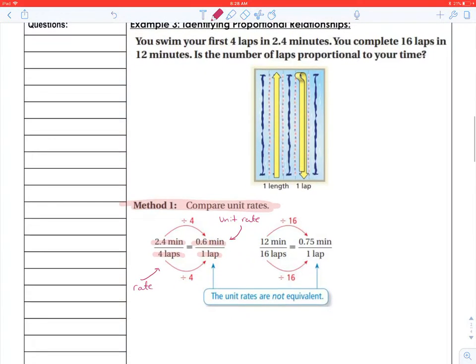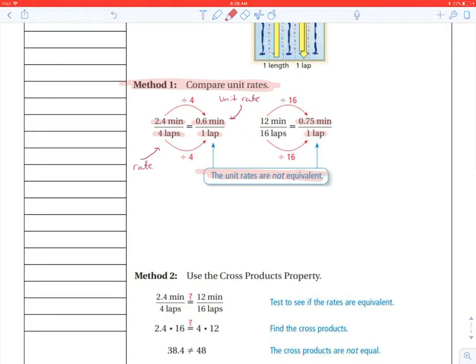And then we can compare the other unit rate also. We got that 12 minutes that it took us to do the 16 laps in the second round, and that unit rate will simplify into taking us 0.75 minutes to complete 1 lap. And as you can see, the unit rates are not equivalent to one another, meaning they're not the same. If they don't simplify to the same fraction, they don't have the same value, and we would say they are not proportional. So the values are not proportional.